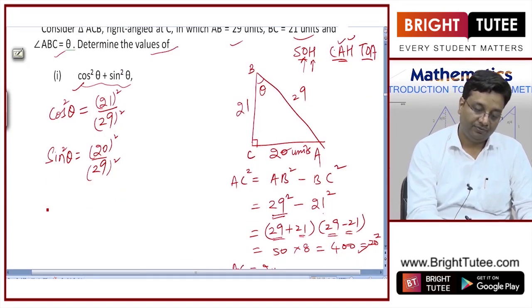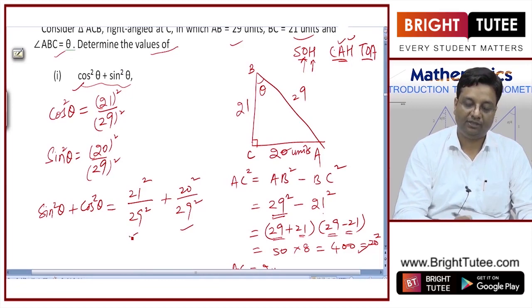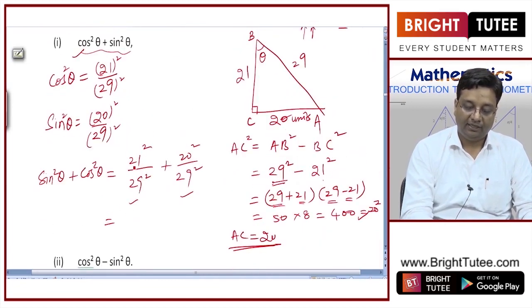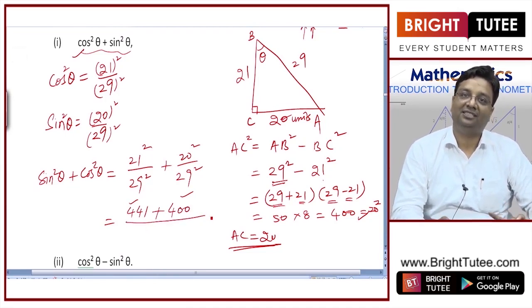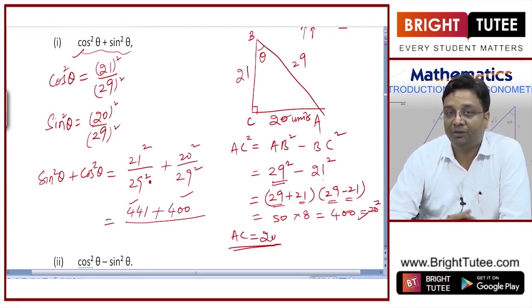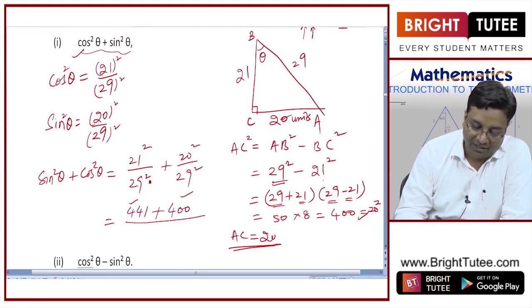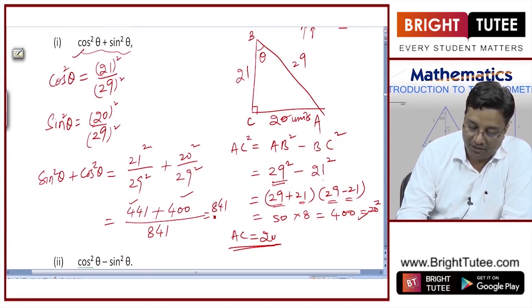So I need to add these now. Sin square theta plus cos square theta is equal to 21 square by 29 square plus 20 square by 29 square. This is cos square theta, this is sin square theta. Now you can add these. 21 square is 441. What is 20 square? It is 400. What is 29 square? You should memorize the squares up to 50 at least. Otherwise you can calculate it there and then itself. If you memorize these squares, it will save a lot of your time. So 29 square is nothing but 841. So this is equal to 841 upon 841, hence this will get cancelled. So the answer is 1.